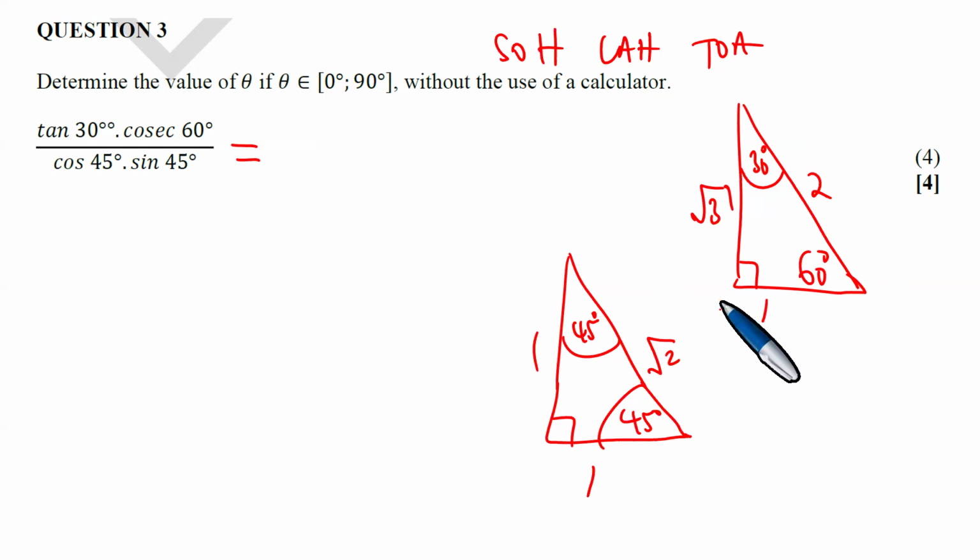1 over square root of 3. Well done. 1 over square root of 3 because it is opposite over adjacent, right? Okay, this one is tricky. What about cosecant 45?